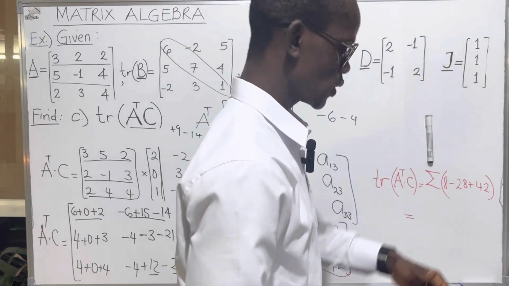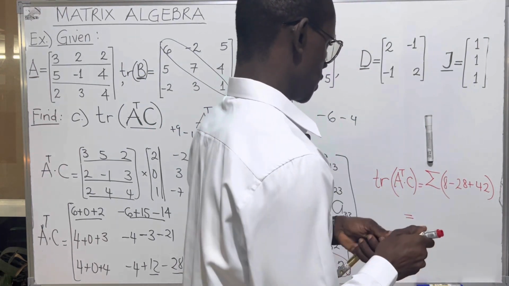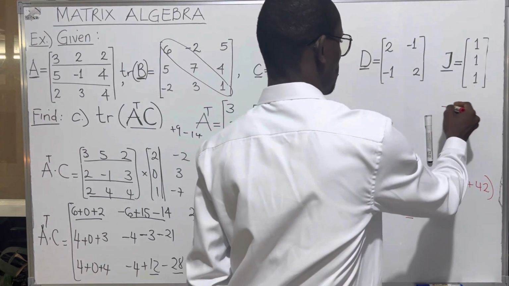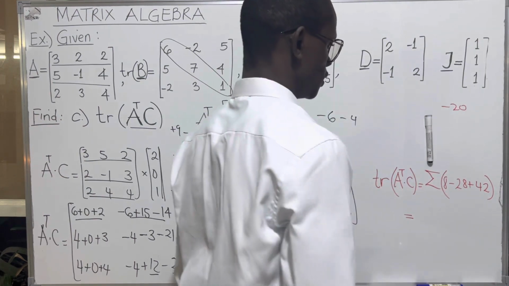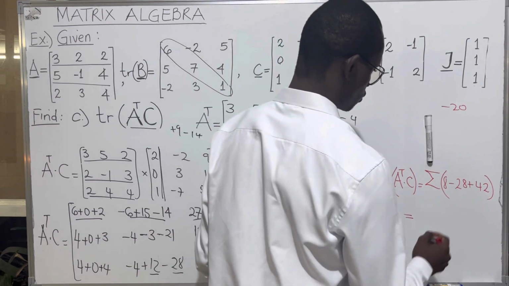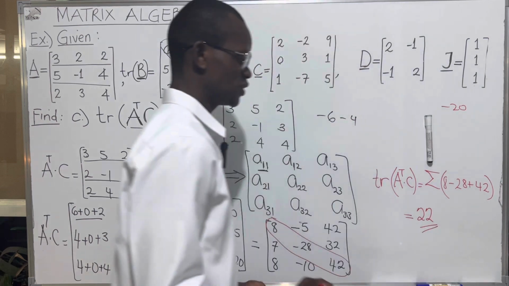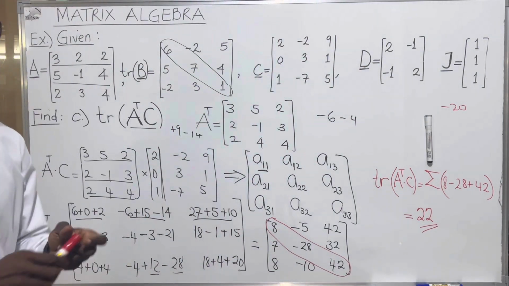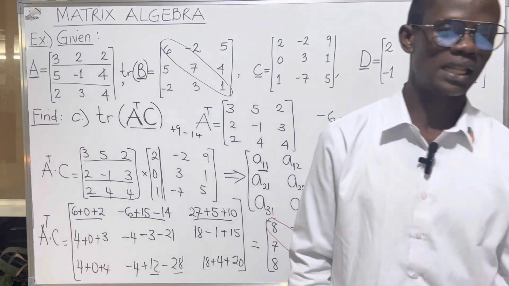So 8 from 28, you are left with 20, minus 20. So you take 20 from this 42, you are still left with 22. So the trace of this matrix is 22. So that's how we find the trace of a matrix. It's very, very easy, not difficult at all.